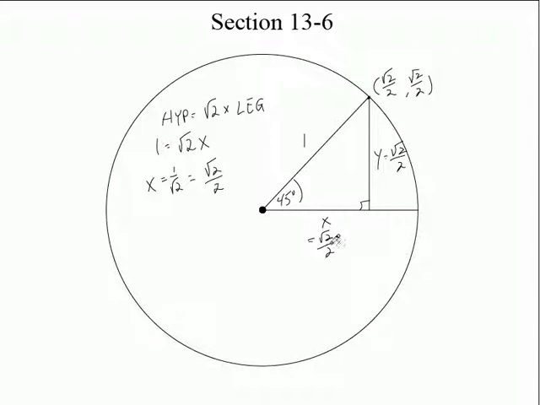Cosine is adjacent over hypotenuse, right? And the sine is opposite over hypotenuse. Well, they're the same two exact numbers, aren't they? Divided by the hypotenuse, which of course is the same. So they will be the same.